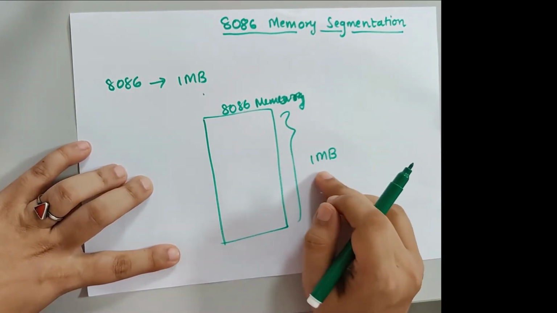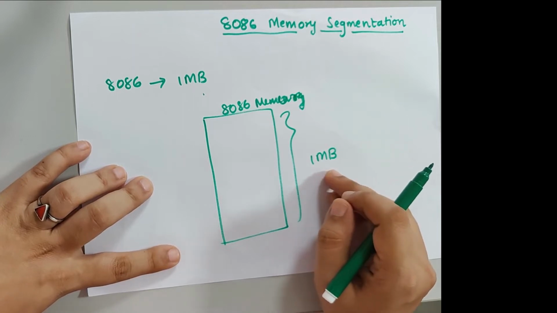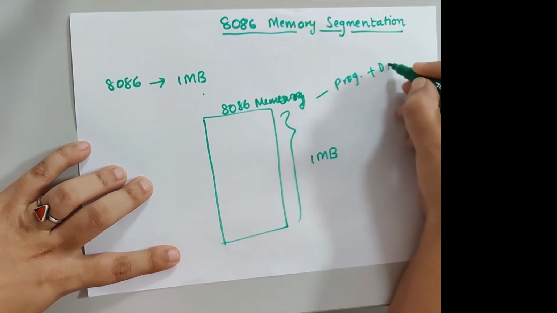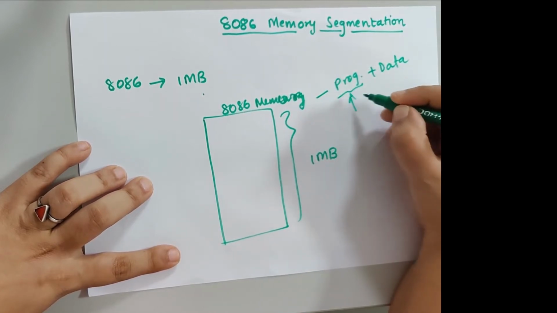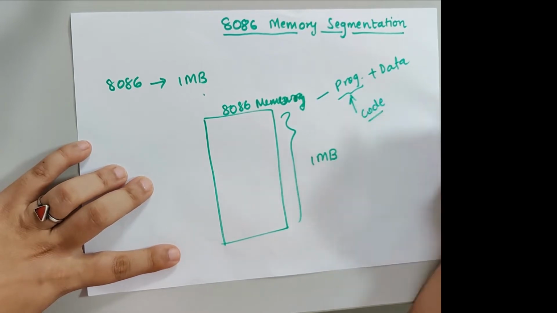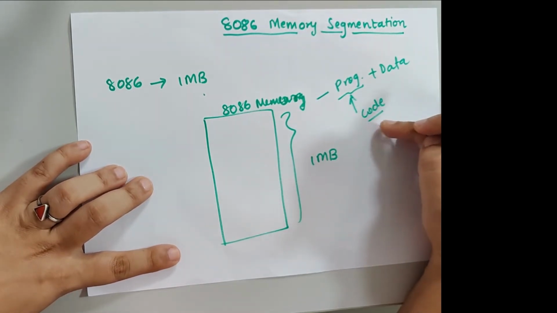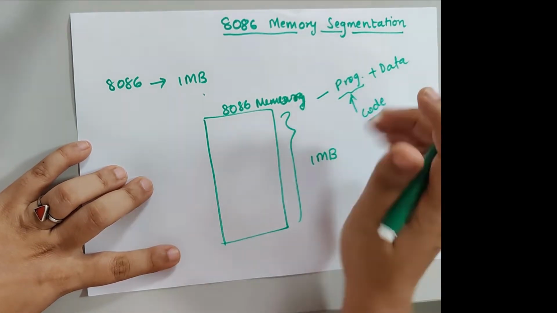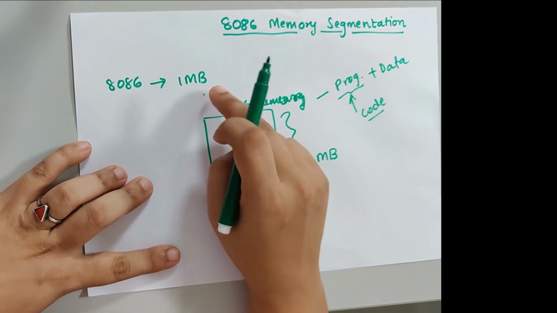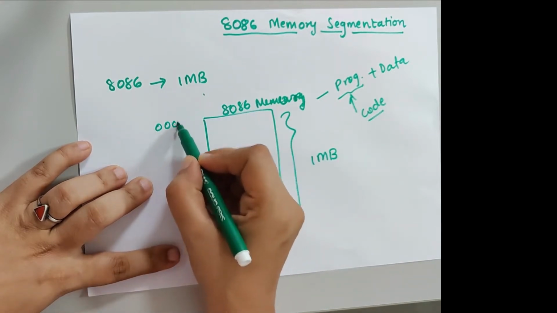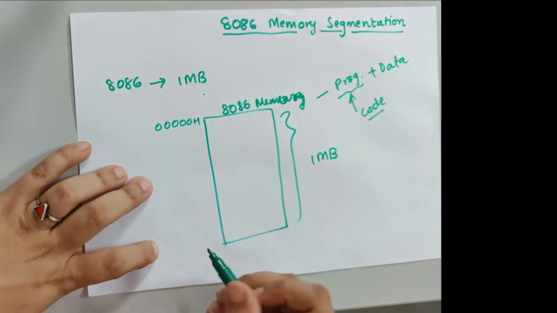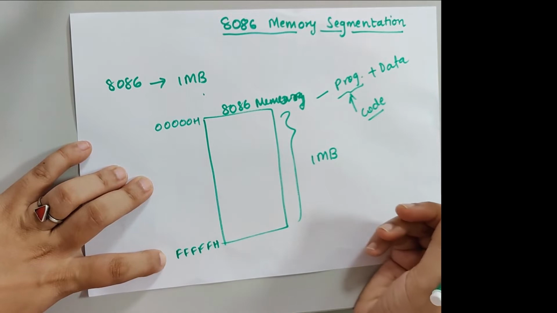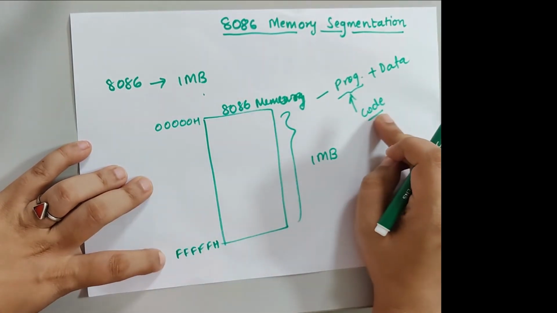Now what do we store in the memory? We store programs and data in the memory, right? What are the programs? They are basically the codes that we write. So we store code into the memory, and we store data into the memory. This entire 1 MB memory has an address range that starts from 00000H to FFFFFH.